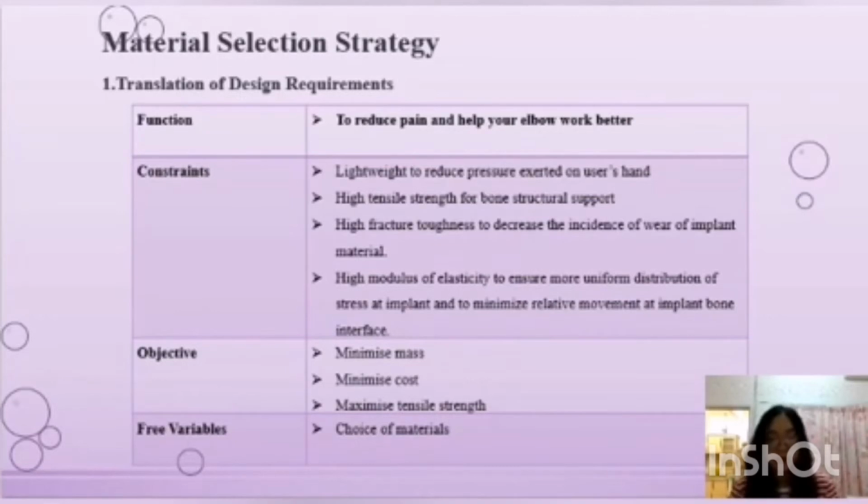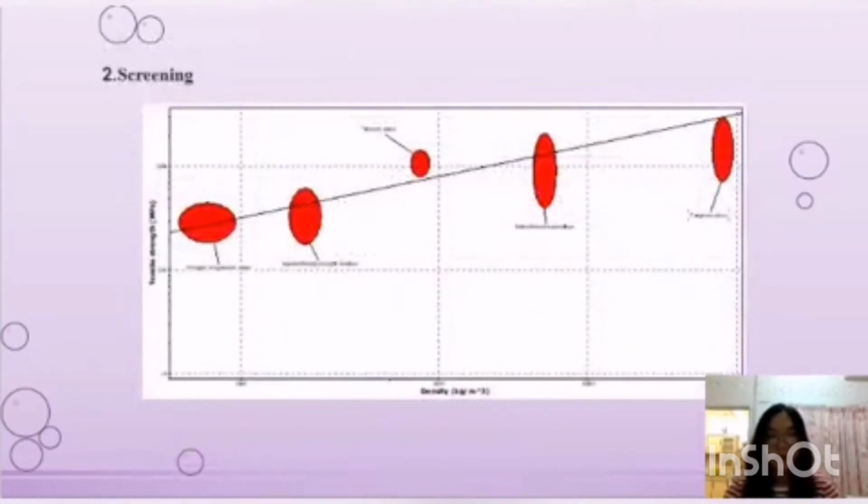The objective is to minimize cost and maximize tensile strength. The free variable is choice of material. The second step of material selection strategy is screening.